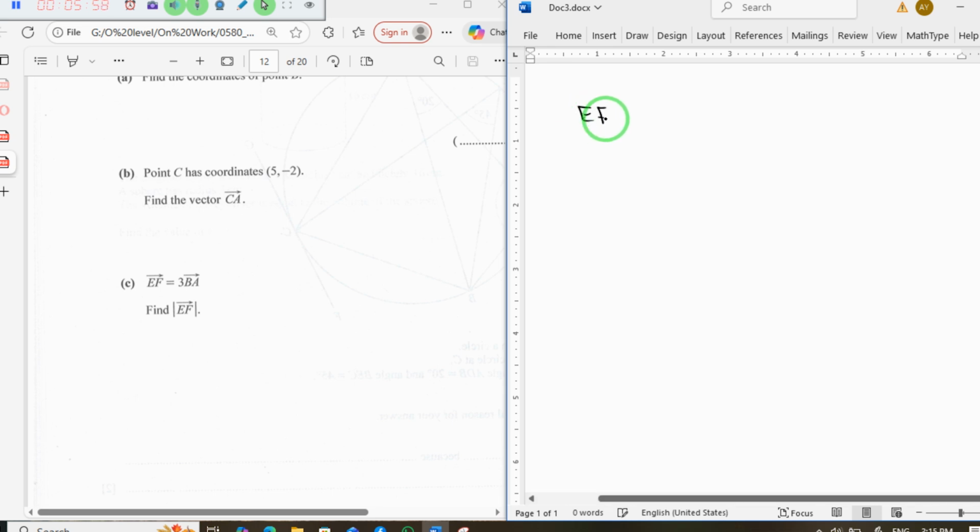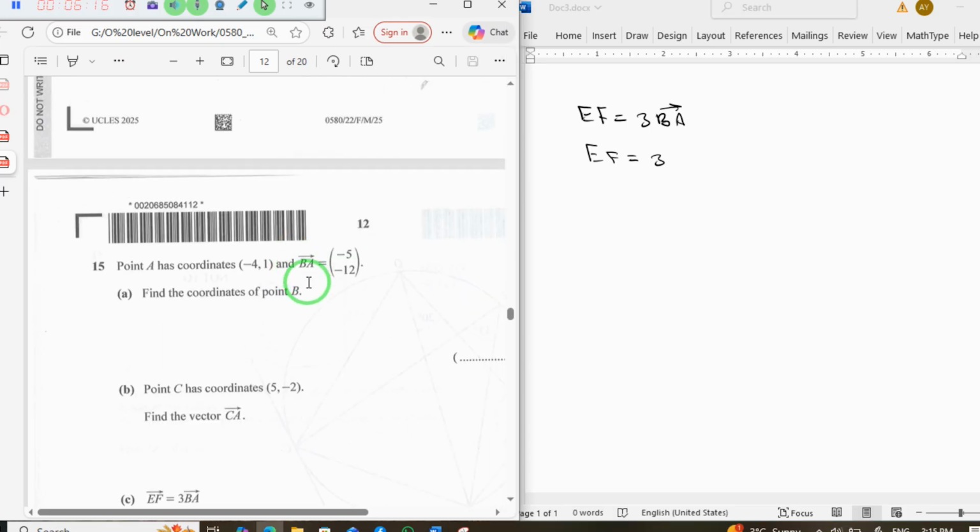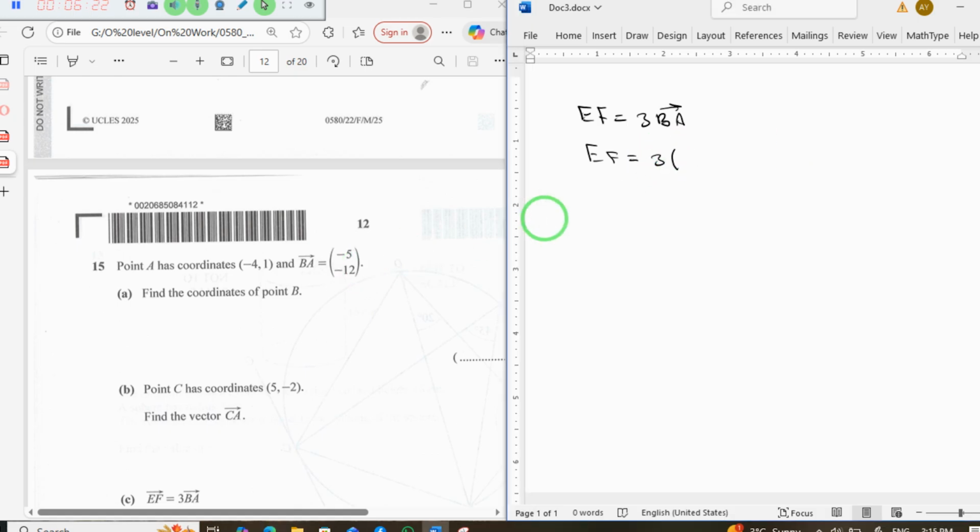Vector EF should be found as equal to 3 times BA. First we find the vector EF, 3 times BA. BA is given in the question here, -5 and -12. We multiply this one. 3 multiplied by -5 is -15. 3 times 12 is 36, so -36.